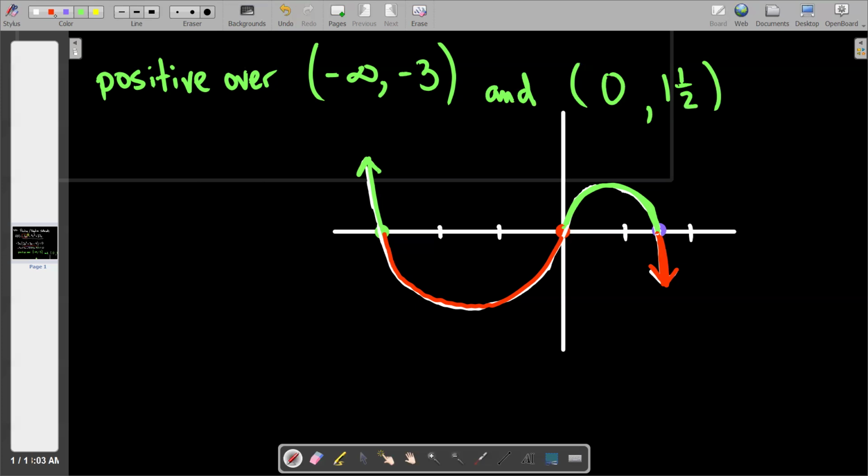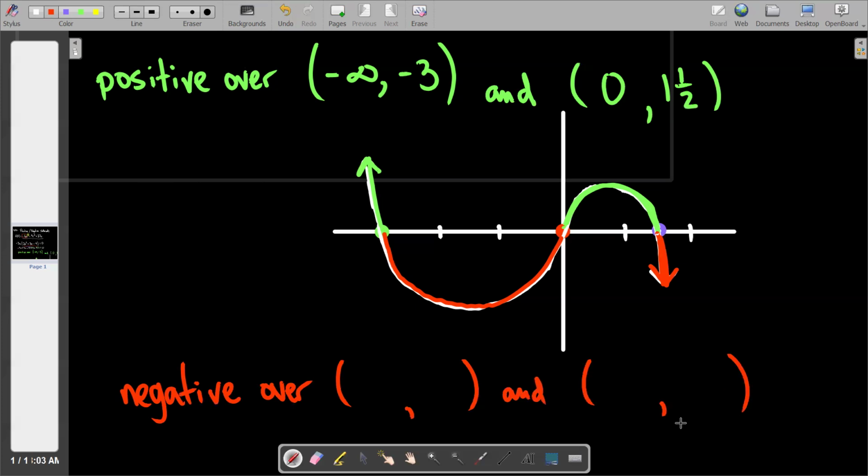And then I'm going to switch colors and I'm going to name my negative intervals. So now I can say that the graph is negative, or the function is negative over. And again, I'm going to have two intervals. So this and this, right? How would you define the first interval? And it's sensible. You should always go left to right. I mean, that's a courtesy, whether you do negative before positive, but a courtesy would be to go from left to right. So what's the first interval that we see that's red?